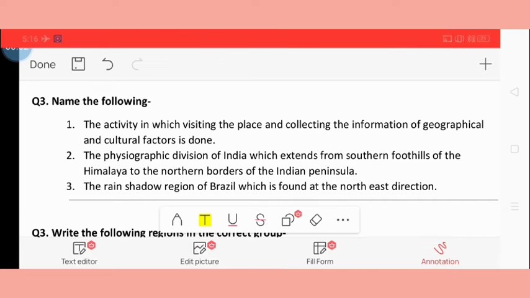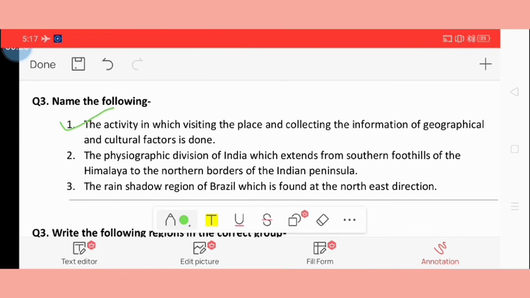Now the next question is, name the following. First, the activity in which visiting a place and collecting information of geographical and cultural factors is done. So the answer is geography.